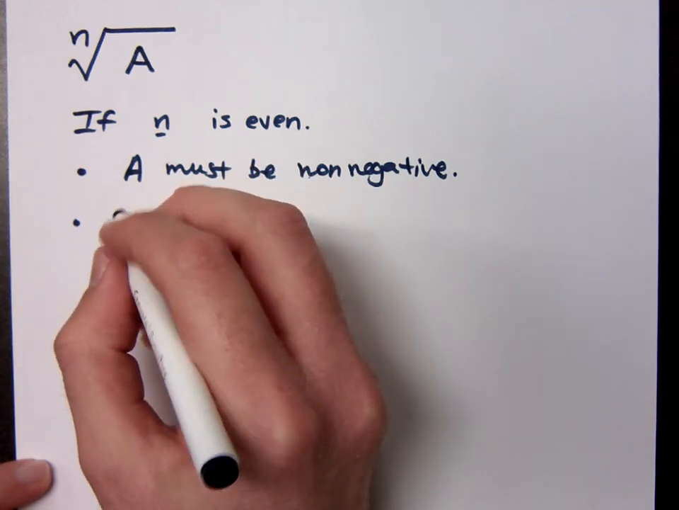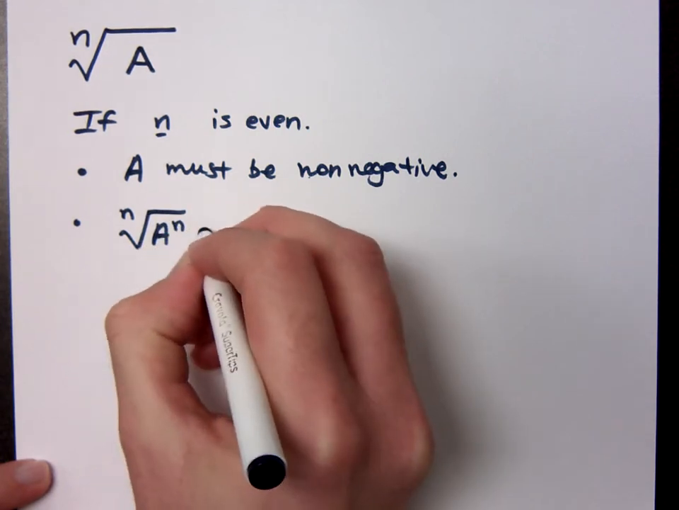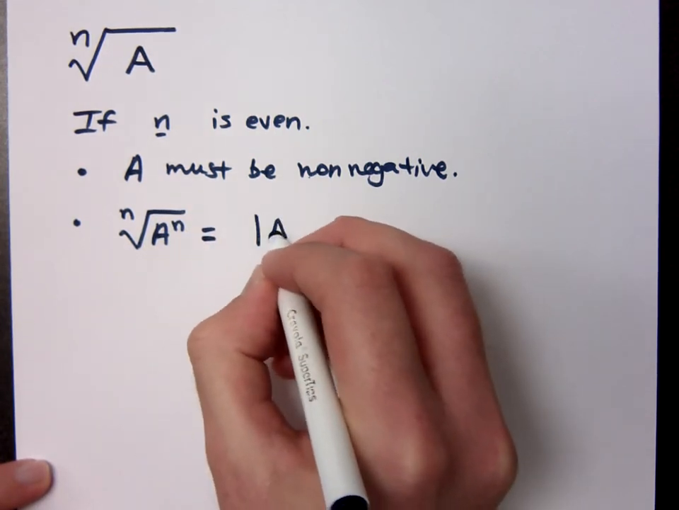Here's something else that we should know. The nth root of a to the n is the absolute value of a.